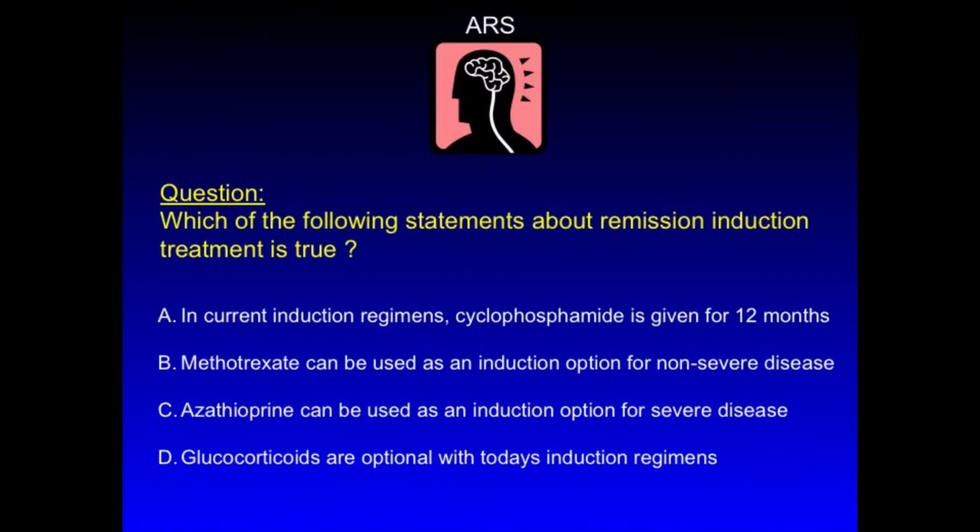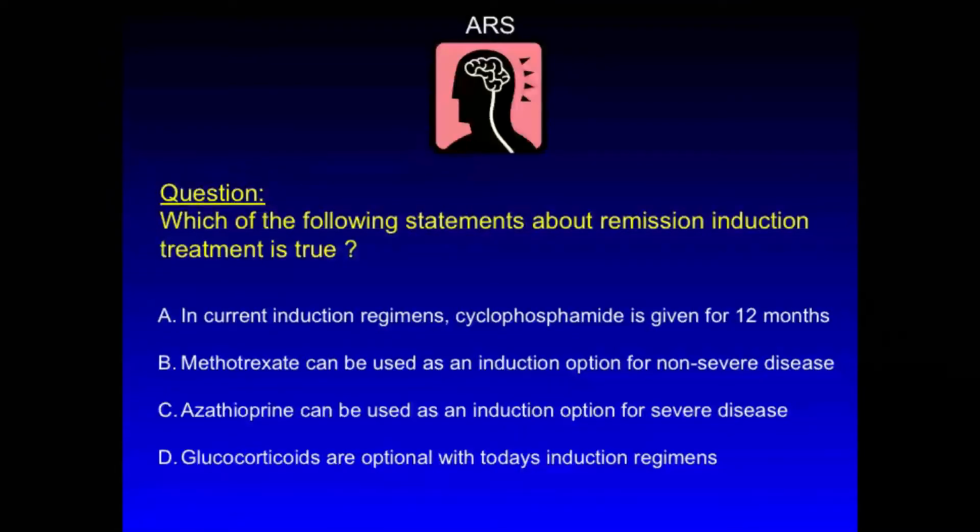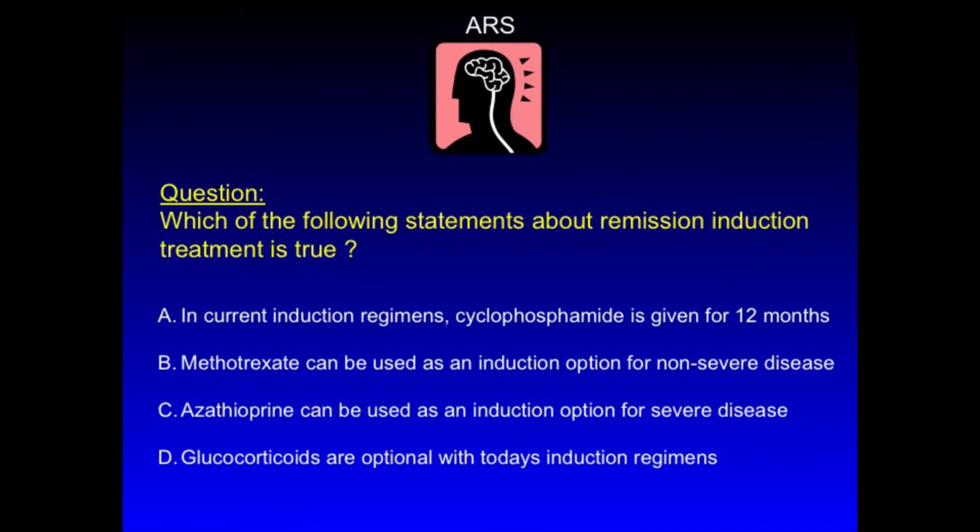So we'll have an audience response question. Which of the following statements about remission induction treatment is true? A, in current induction regimens, cyclophosphamide is given for 12 months. B, methotrexate can be used as an induction option for non-severe disease. C, azathioprine can be used as an induction option for severe disease. Or D, glucocorticoids are optional with today's induction regimens.